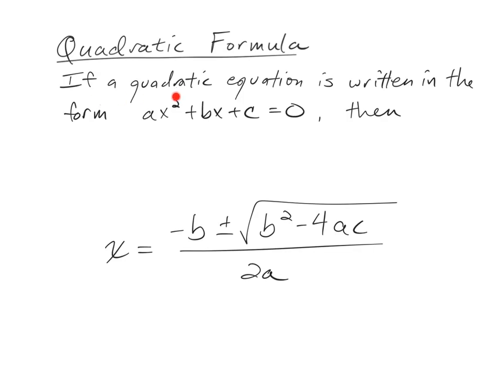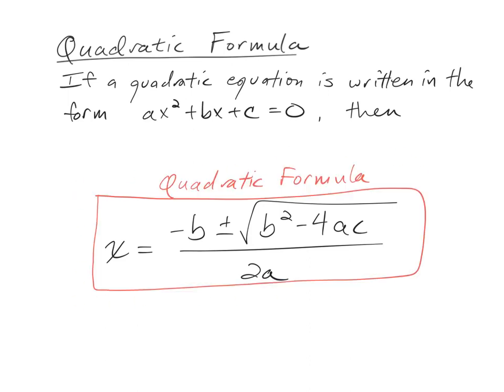If the quadratic is written in the form ax squared plus bx plus c equals 0, then we can use this to solve for x. This is the quadratic formula right here. X equals negative b plus or minus the square root thing. All of this is inside b squared minus 4ac all over 2a.